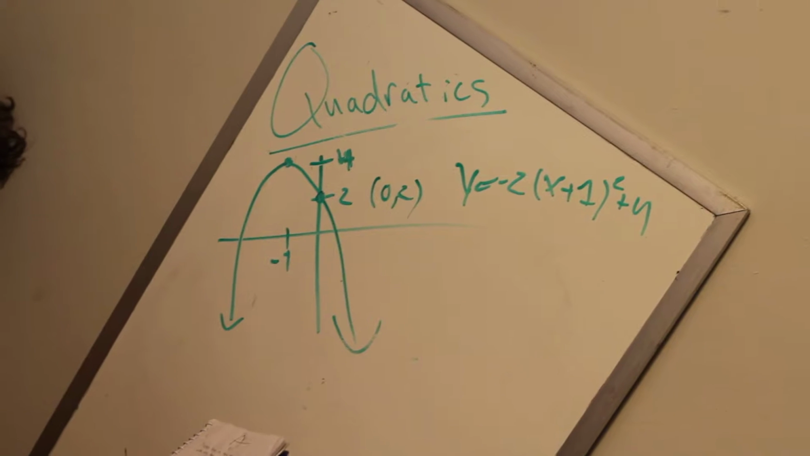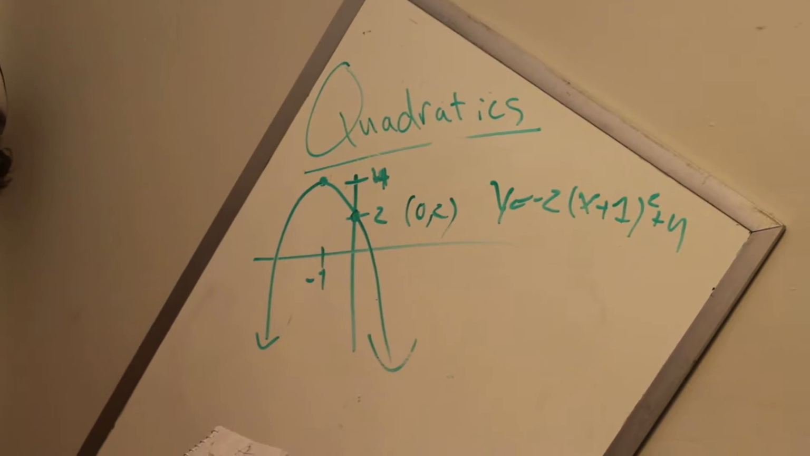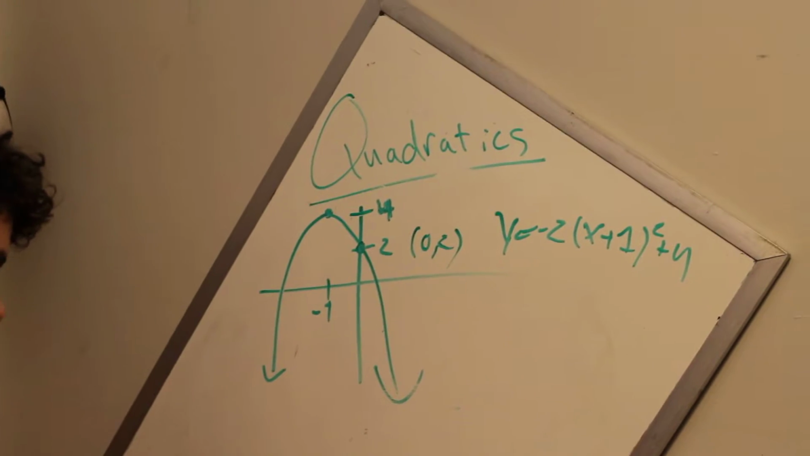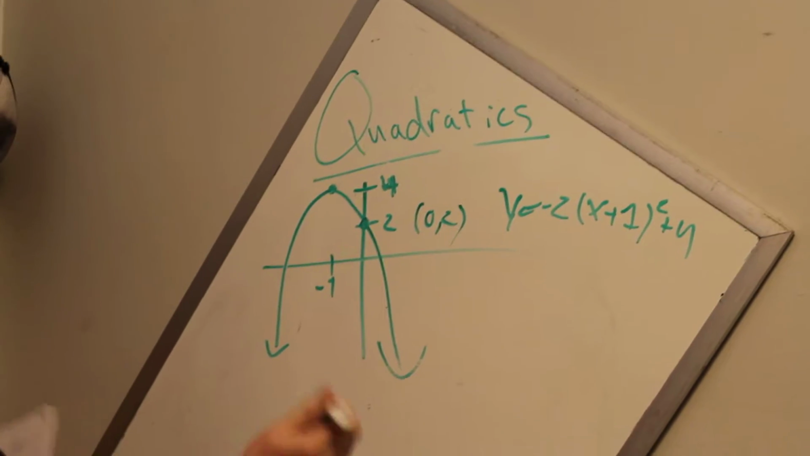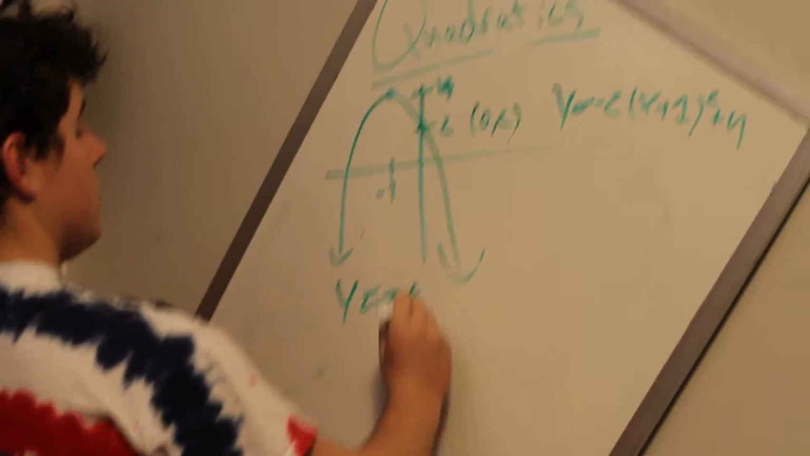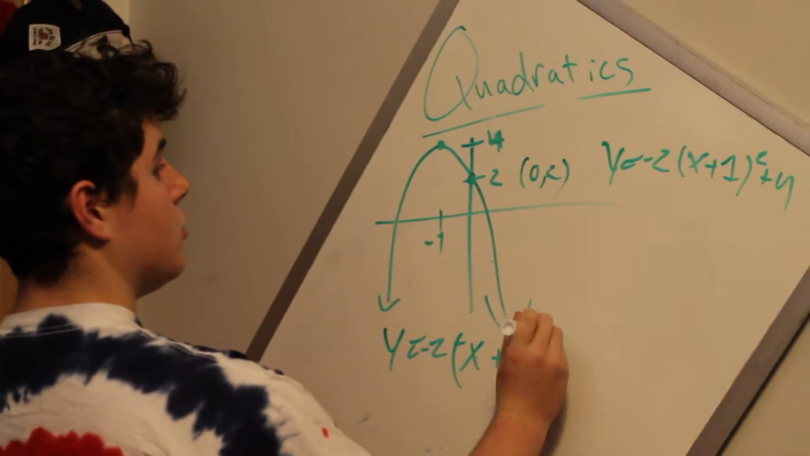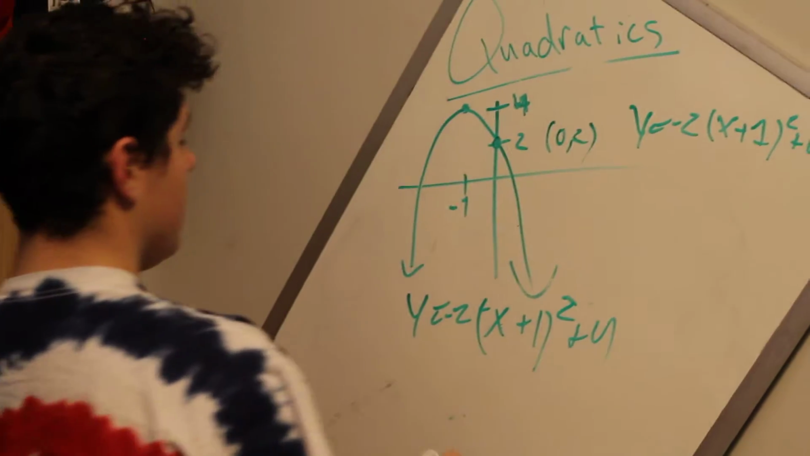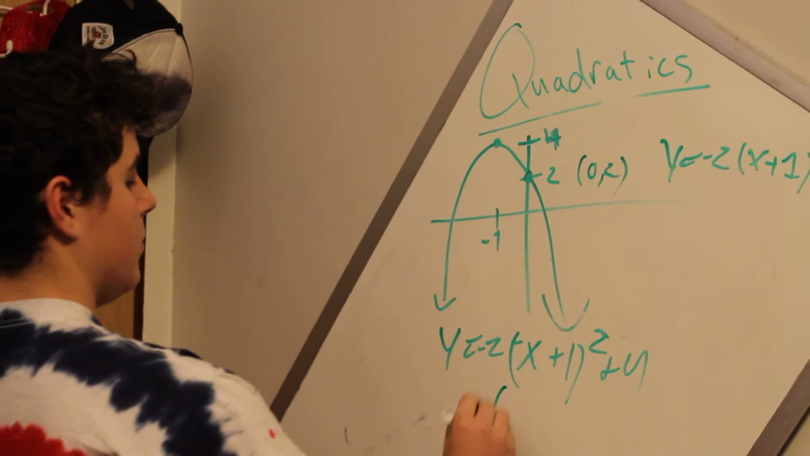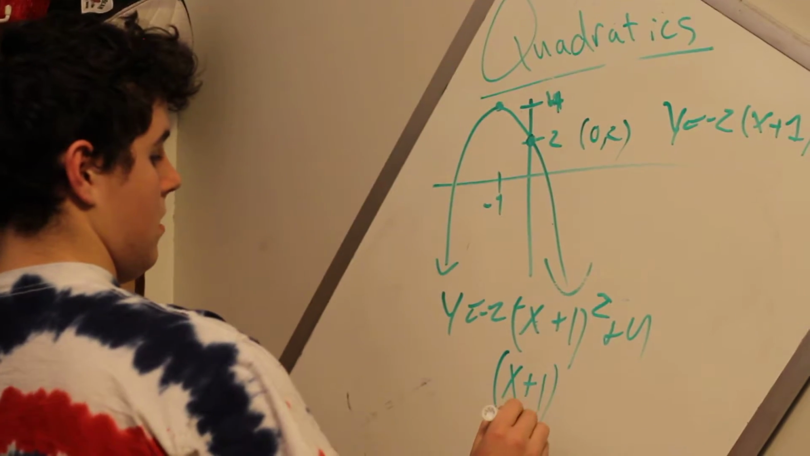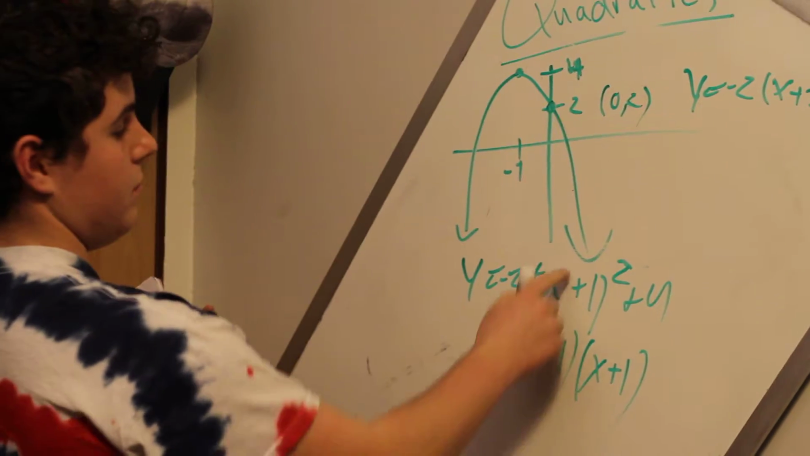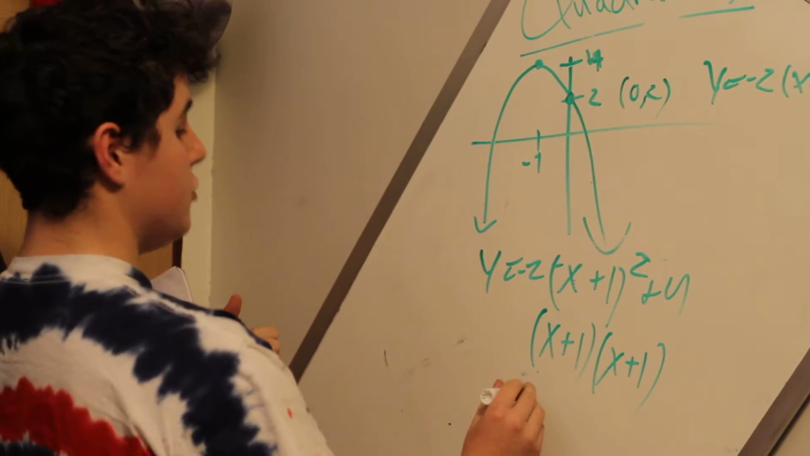The second question would be, what is it now in standard form? So now that we have this equation, y equals -2 times (x plus 1) squared plus 4, what we do is you distribute, right? Nope, psych. We have to factor. You see that this is what we have, right? So now we just have to distribute.